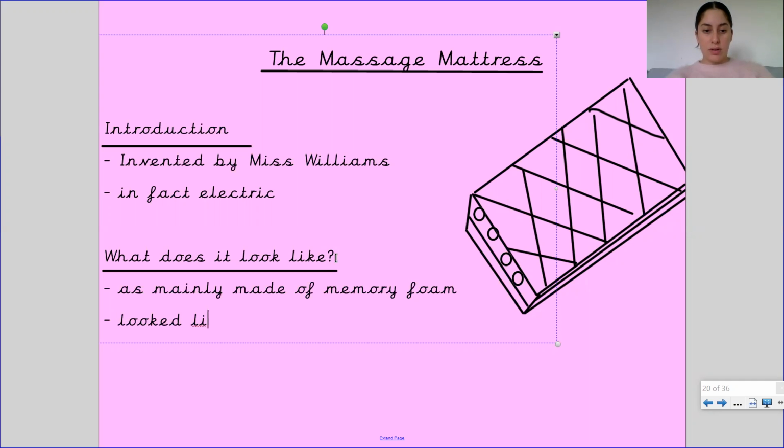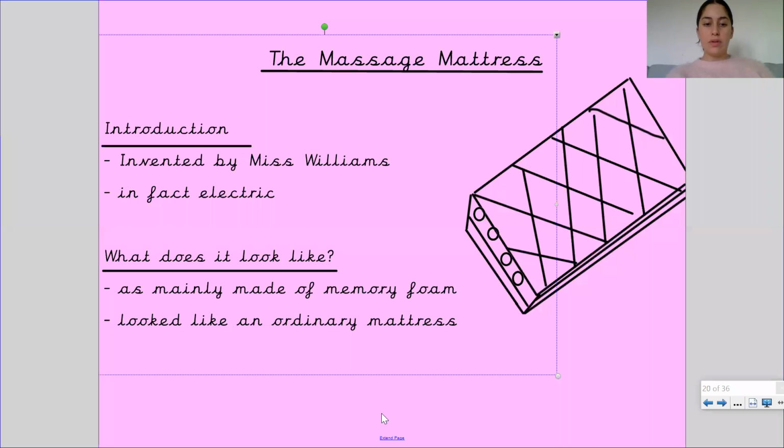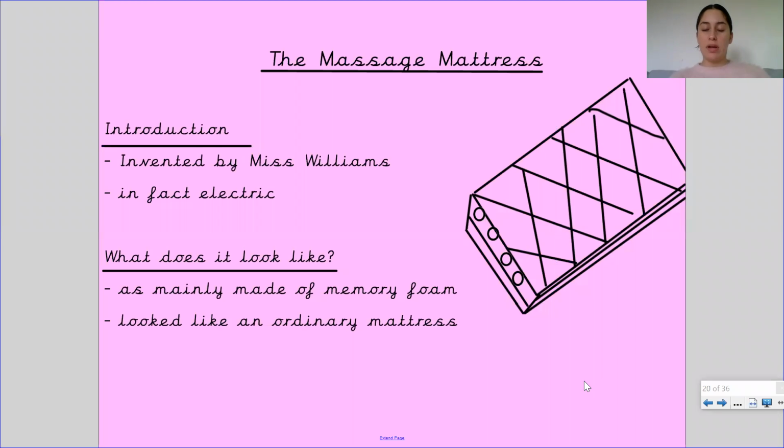So looked like an ordinary mattress. Now I want to go in a little bit more detail, and I want to start another sentence, but I want to have an interesting start to my sentence. I want to go in a bit more detail about what it looked like. So I know that I have extra things underneath the first layer. So although it looks like an ordinary mattress, it has extra layers underneath.